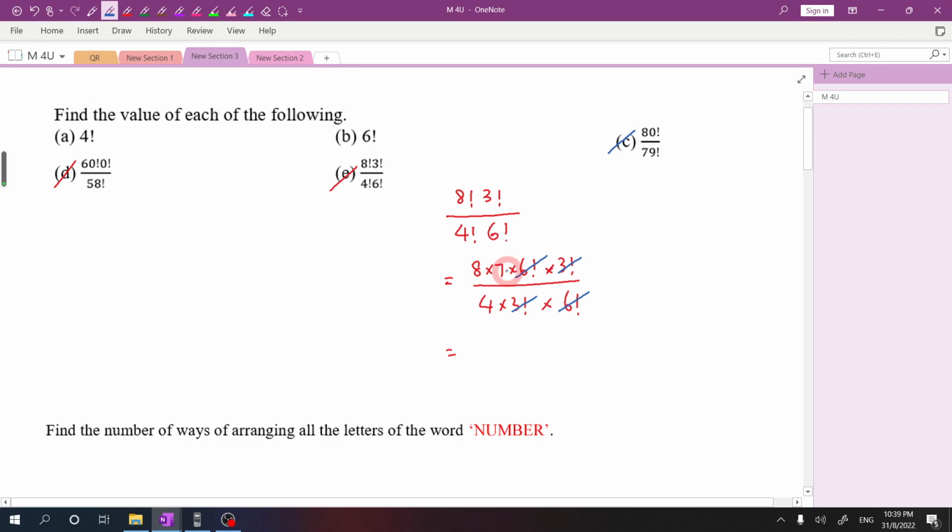8 times 7 divided by 4. Here you can simplify further if you want. So 2 times 7, you will get 14. So the answer for this part E is 14.